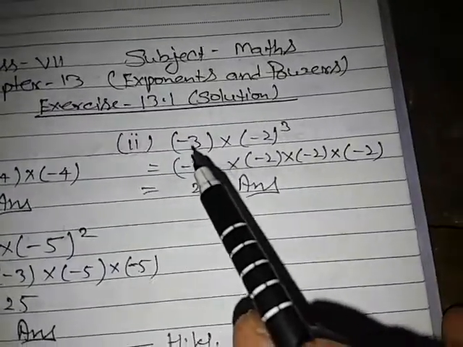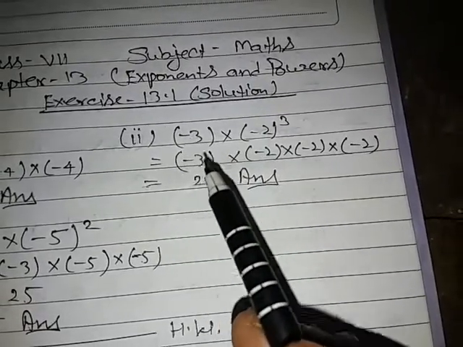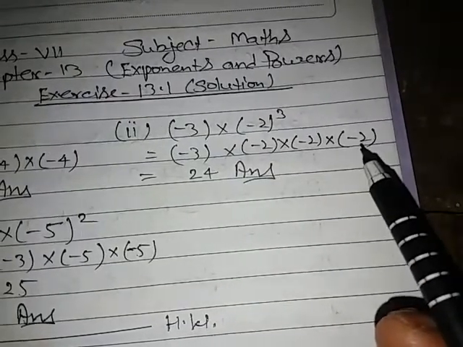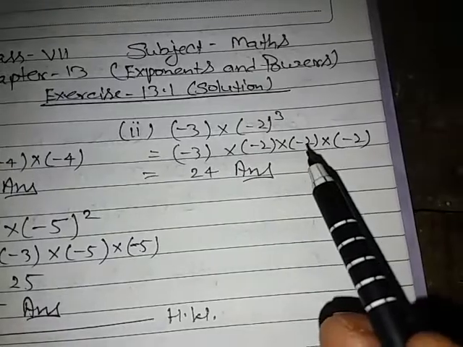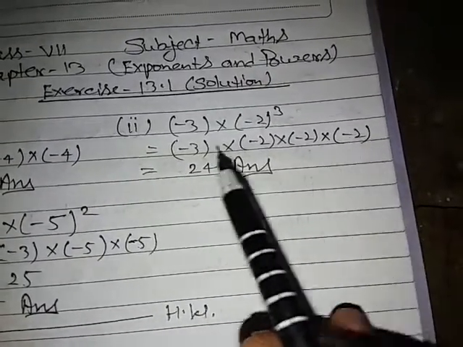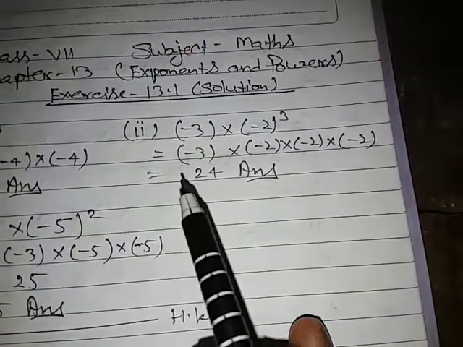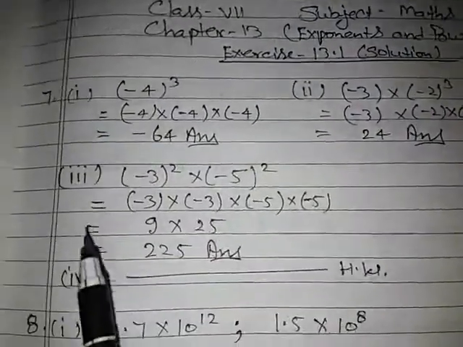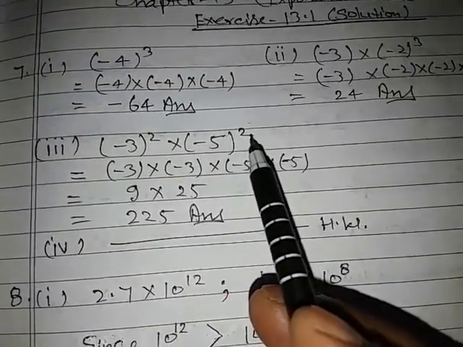Second part is minus 3 into minus 2 to the power 3. Minus 2 to the power 3 means minus 2 into minus 2 into minus 2, 3 times. Now 3 2s are 6, 6 2s are 12, 12 2s are 24. Minus signs are given 4 times. 4 is an even number, so the answer will be positive, 24.